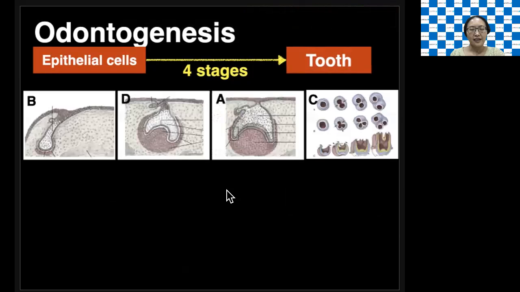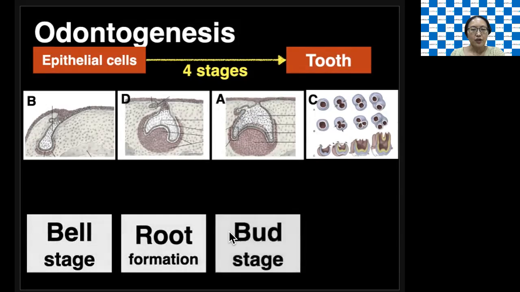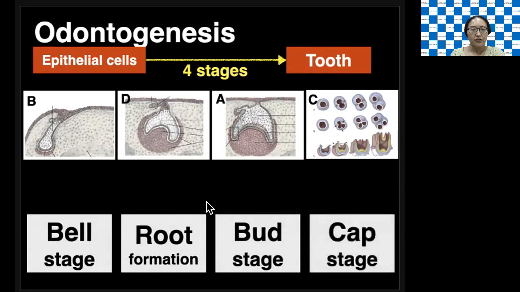Okay, I think it's not very difficult because you can know the order depending on the shape. So it's small, and this is the root formation, and this is bigger than this one, and this is bigger than this one. So this is the order of odontogenesis. But how about the name of each stage? Let's try to match the name of each stage in correct pairs.